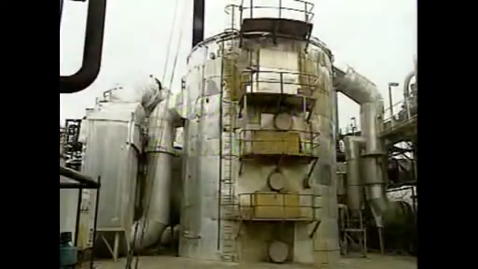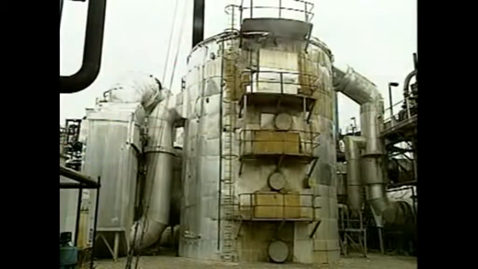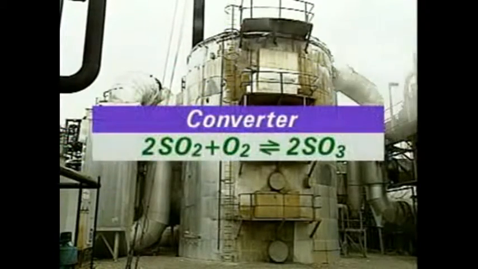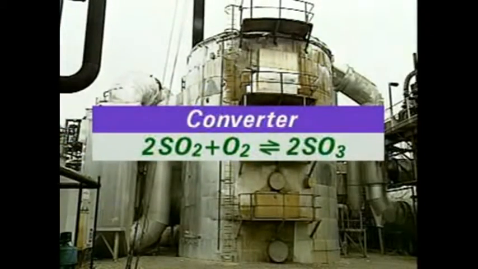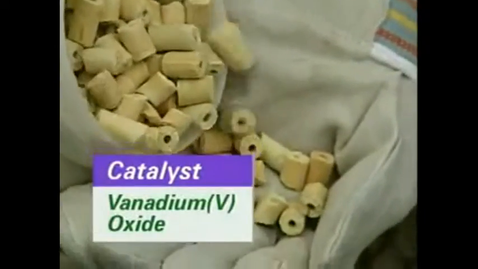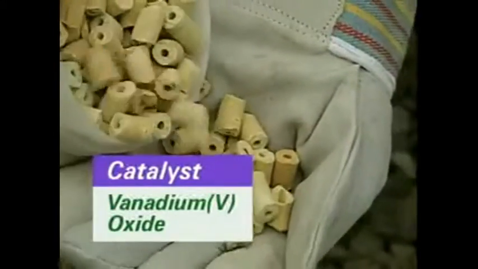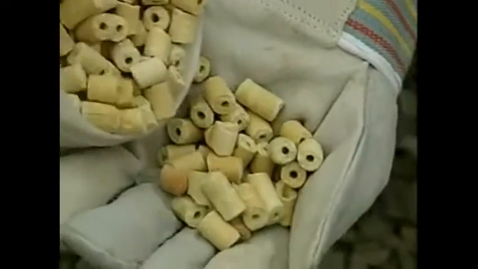The gas mixture, which leaves the furnace, contains sulfur dioxide and enough oxygen for the next stage. In the converter, sulfur dioxide reacts with oxygen to produce sulfur trioxide. The reaction requires a catalyst, mainly of vanadium 5 oxide. This is most effective at 440 degrees Celsius. There are 4 beds of catalyst in the converter.